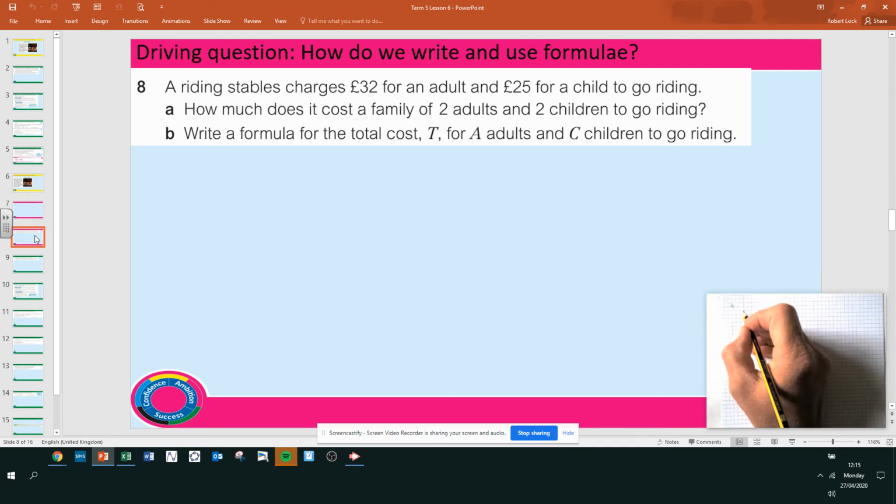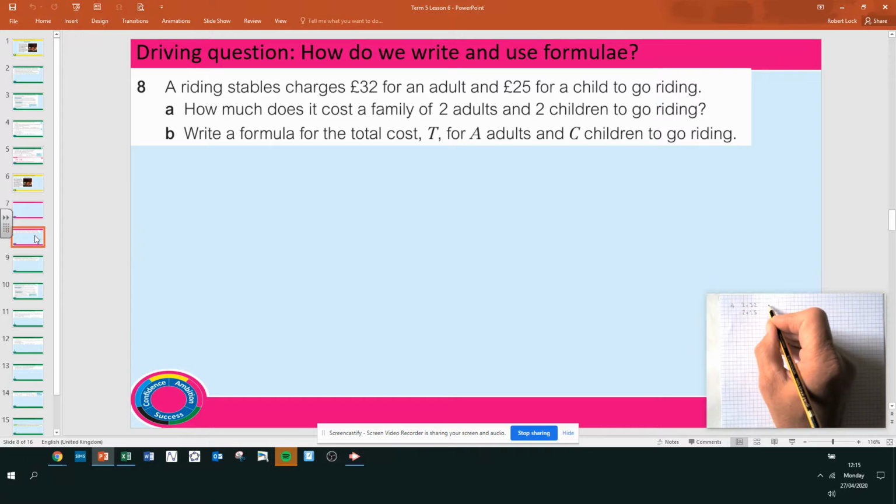So, 2 times 32, because each adult's £32, and 2 times 25. 2 times 32 is 2 times 2 is 4, 2 times 3 is 6, 2 times 5 is 10, put down 0, have 1 in your head. 2 times 2 is 4, plus 1 makes 5. Adding it together, we end up with 4 plus 0 is 4, 6 plus 5 is 11. So the answer is £114. B.